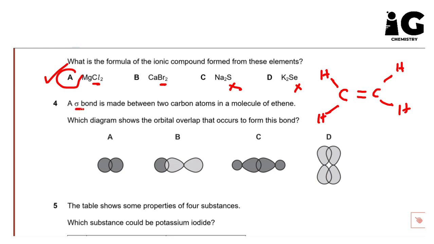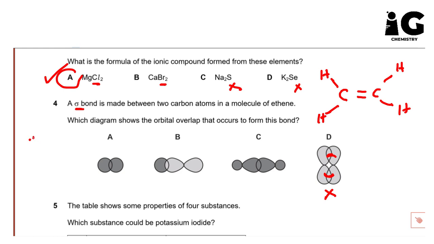Because a sigma bond is a straight bond, head to head, not sideways. So we need to skip this. This is wrong because, as you see, guys, this is sideways. So this is wrong. We can't take this. So we need to choose one of the others. Before doing this, we need to distribute the electrons of the carbon atom.